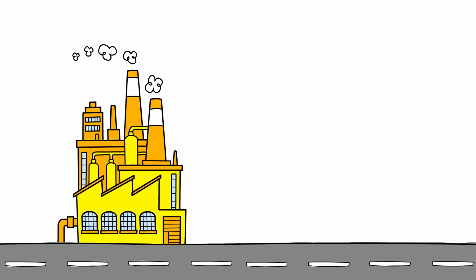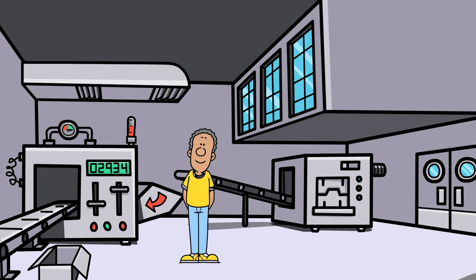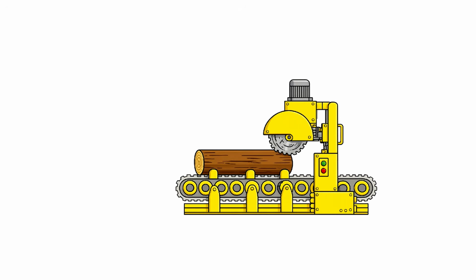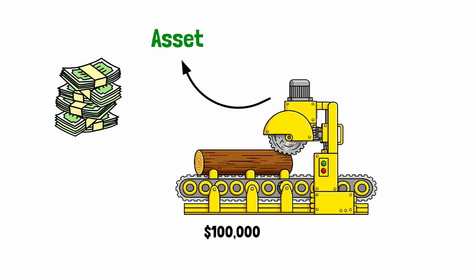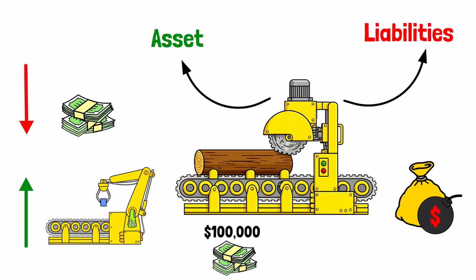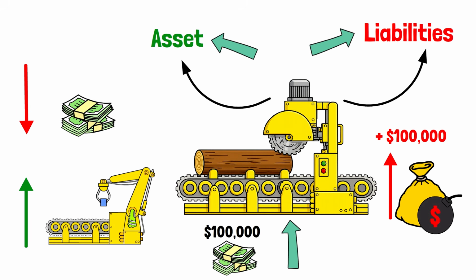Let's walk through a real-life situation, shall we? You decide to upgrade your factory with a new automated cutting machine costing $100,000. That machine becomes a new asset. If you pay cash, your cash asset decreases, but your machinery asset increases. If you take a loan, your liabilities increase by $100,000. So every financial decision impacts both sides of the equation.